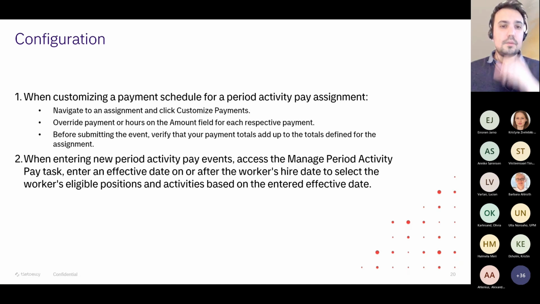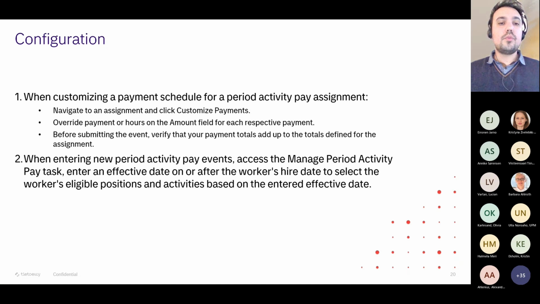On the configuration side, when you want to customize a payment schedule for period activity pay, you can navigate to an assignment, an employee assignment, period activity, and click customize payment. You can override payment or the hours on the amount field. You want to verify before you submit that your payment total adds up to the total defined for the assignment. So for example, if your total payment will be 2,000, but you want to split it, you need to make sure that this total would be 2,000. So 1,700 and 300 on the second time.